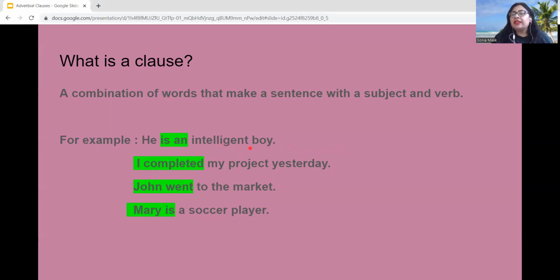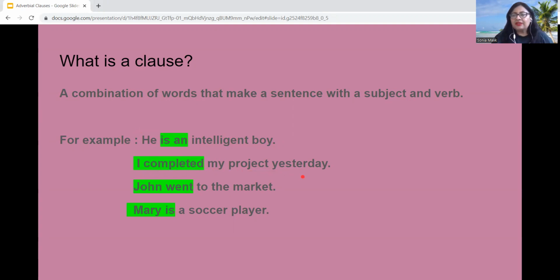He is an intelligent boy. So he is the subject. Is is the auxiliary verb. And how is he? An intelligent boy.